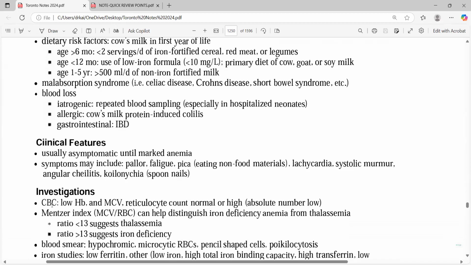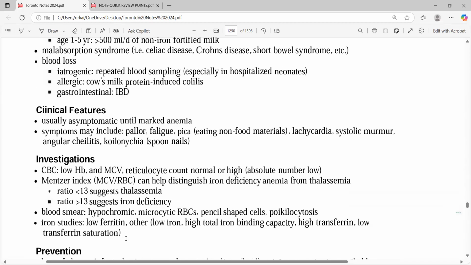Then how are you going to do it? Basically CBC, HB, MCV, then the Mentzer index, which is MCV divided by RBCs. If it's less than 13, then it's thalassemia. If it's more than 13, then it's iron deficiency anemia.